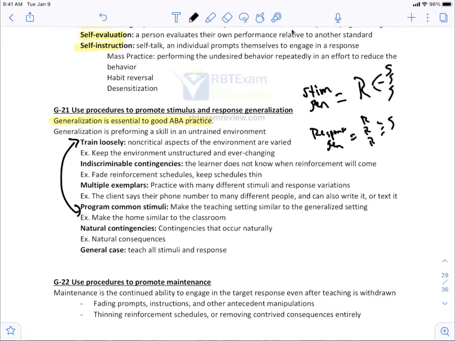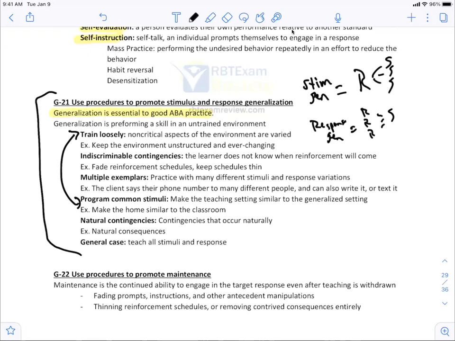Natural contingencies, contingencies that occur in the natural environment. So not contrived. So natural consequences. If I give the wrong change at a store, they might give me the proper change back. They might keep the proper change. They might ask me for the right change. That's a natural consequence. And then general case. You want to teach all stimuli and responses as you can. So you want to teach as broadly and cover as much of your bases as you can. You definitely want to know this section, okay? They will ask you questions about this.